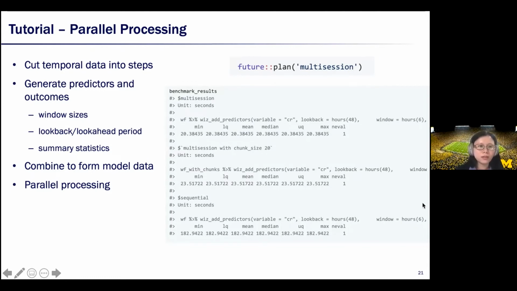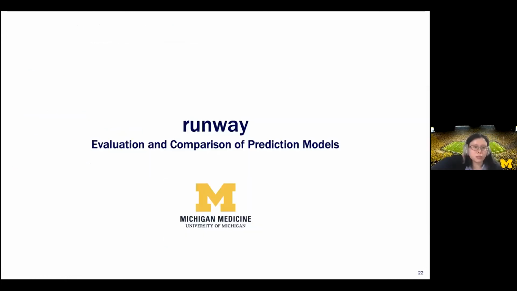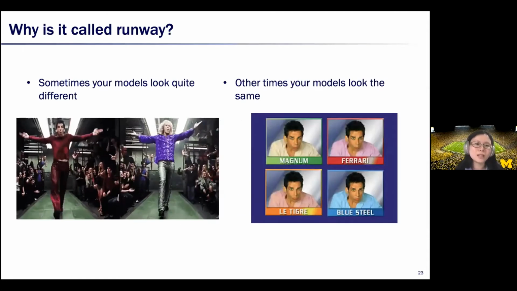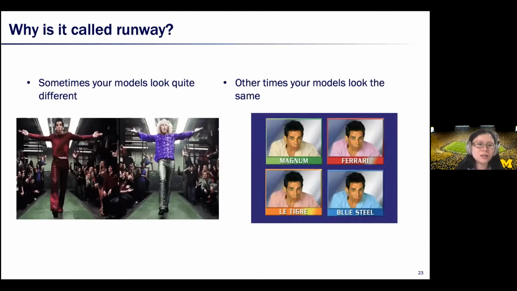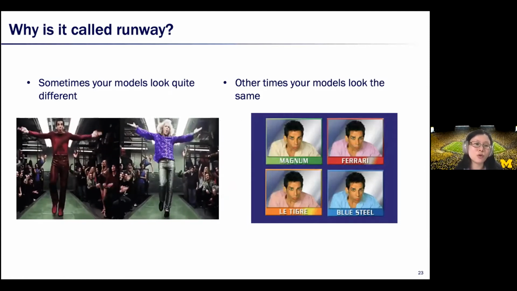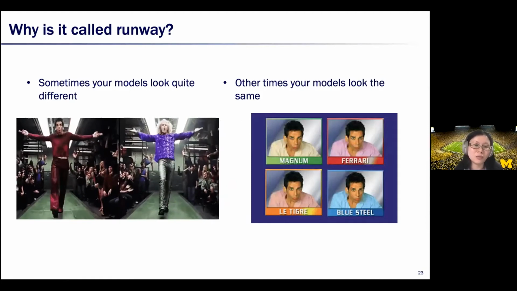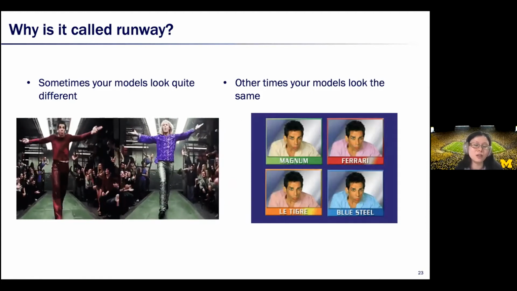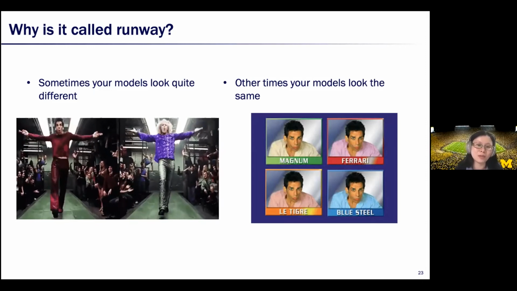So this wraps up my tutorial about our wizard package. The next package I'm going to introduce is called runway. This package is designed for evaluation and comparison of prediction models. So why is it called runway? I think you may have had this experience that sometimes your models look quite different. It's very easy to tell which one is the best to use, and you're like, oh, whoa, I'm done. I know what I'm gonna do next.